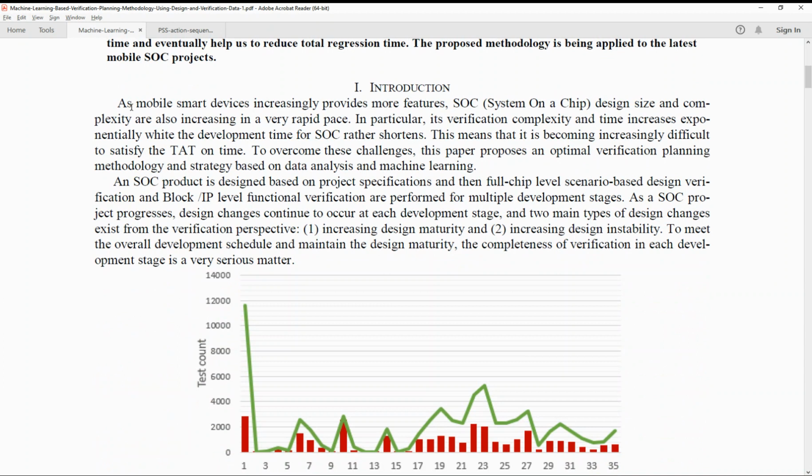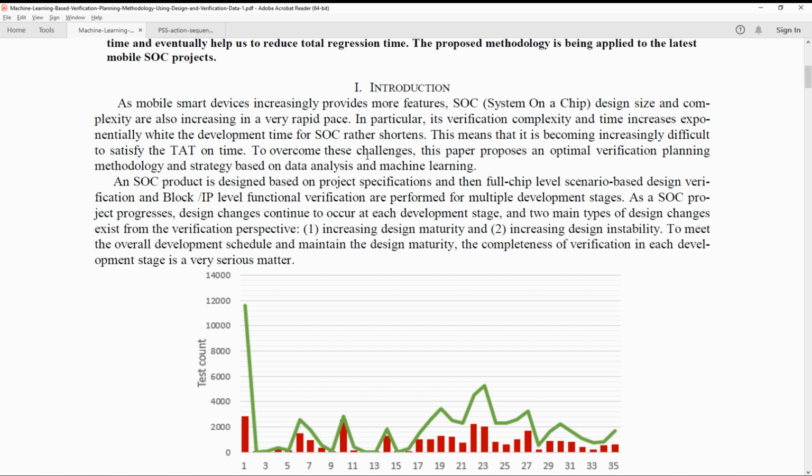Introduction. As smart devices increasingly provide more features, SoC, or system on a chip, design size and complexity are also increasing at a very rapid pace. In particular, its verification complexity and time increase exponentially, while the development time is rather shortened. This means it is becoming increasingly difficult to satisfy the TAT on time.